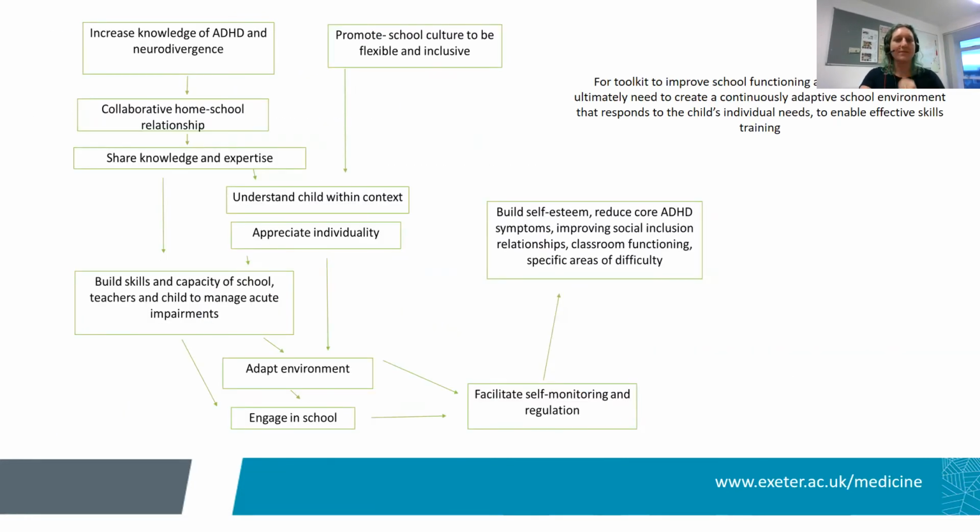So we've got increasing knowledge of ADHD and neurodivergence and promoting a collaborative home-school relationship. Then we want to share that knowledge and expertise between home and school and also other staff within the school. We've got understanding the child within their context and appreciating their individuality. And we think in order to achieve that, we need to promote a flexible and inclusive school culture as well.